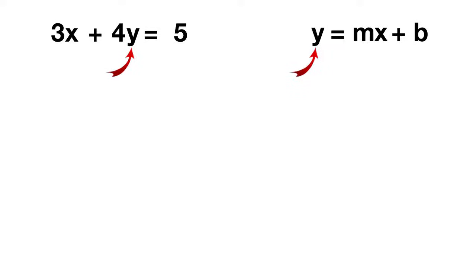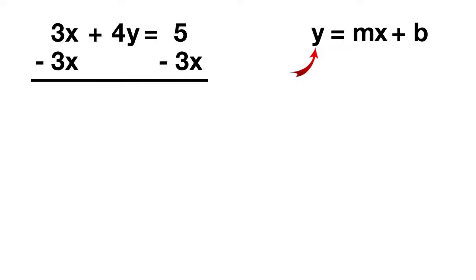Well, we can start by subtracting 3x from both sides. When we do this, what does our equation turn into? Well, the 3x minus 3x cancels out, so we're left with just 4y. On the other side of the equal sign, we have our 5 minus 3x. What is the next thing I need to do to get the y by itself? Well, to cancel out the 4, I can divide by 4.